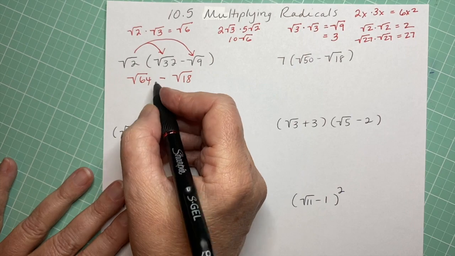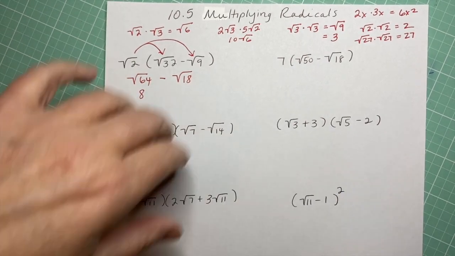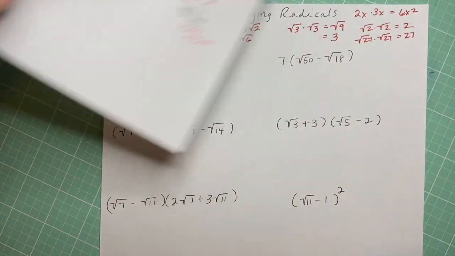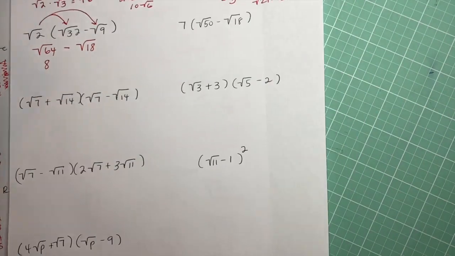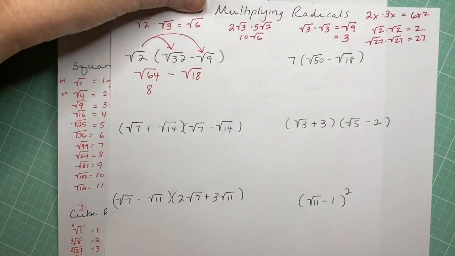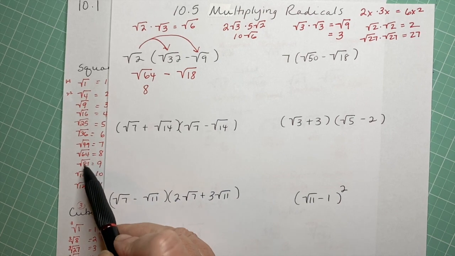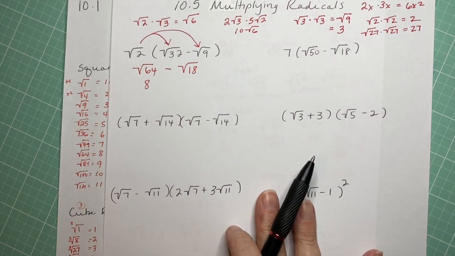Now this is a problem like we did in the last section where we had to simplify. We know the square root of 64 is equal to a regular 8 because that's a perfect square. Let me pull my perfect squares over here from the previous lesson. We know that the square root of 64 is equal to 8.